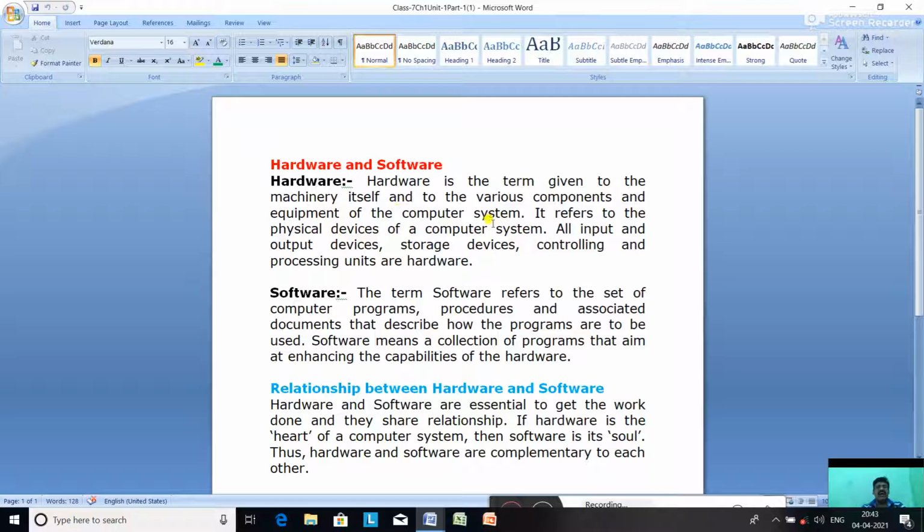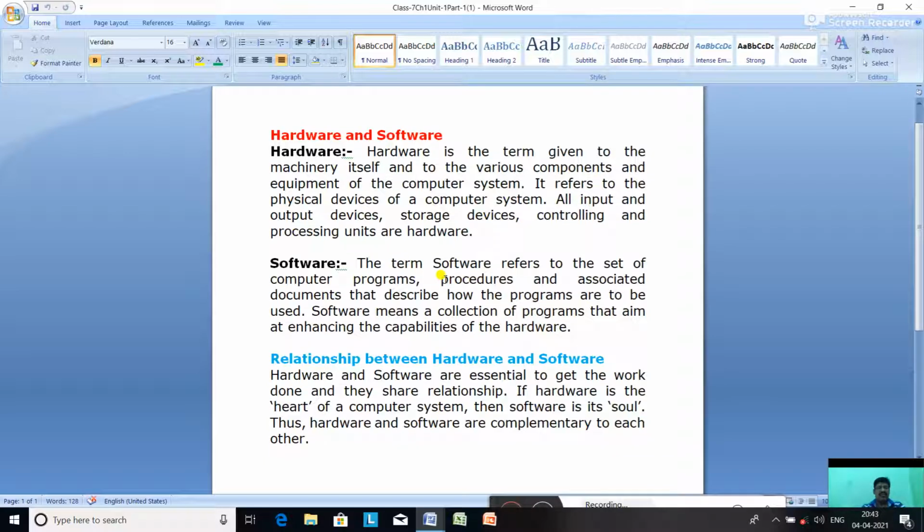So what is hardware? Hardware is a term given to the machinery itself and to the various components and equipment of the computer system. It refers to the physical devices of a computer system. All input and output devices, storage devices, controlling and processing units are hardware.